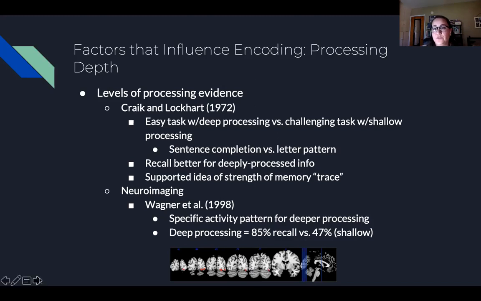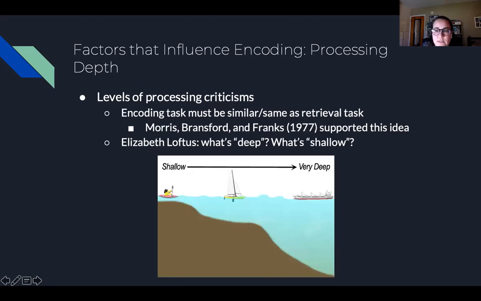And so we will move on to the criticism of this, like so many things that we'll talk about in cognitive psychology. We'll talk about the theory, and then we'll talk about what people have said is wrong with it. In this case, what people have said is wrong with this levels of processing idea is essentially that, in order for this to make sense, the nature of the encoding task, that is the way that the person is learning the information, has to be really similar, if not the exact same, as the nature of the retrieval task.